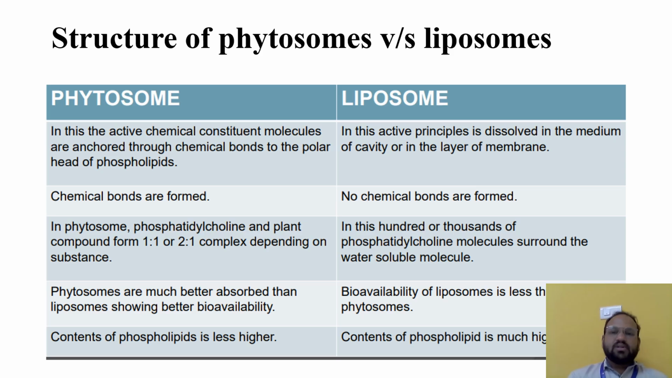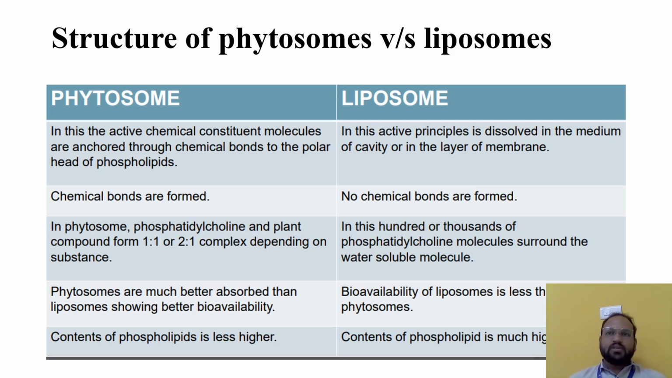Next, let us know the difference between the phytosome and the liposome. Why is it known as phytosome, why is it liposome? See, in phytosomes, the active chemical constituent molecules are anchored through chemical bonds to the polar heads of the phospholipids. Whereas in liposomes, the active principle is dissolved in the medium of the cavity or in the layer of the membrane. So there is no formation of any chemical bonds.